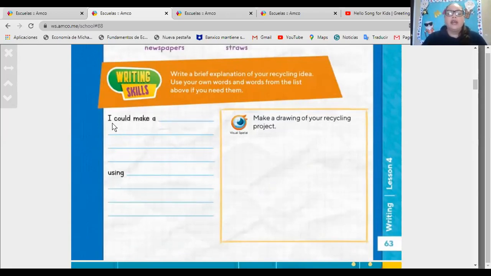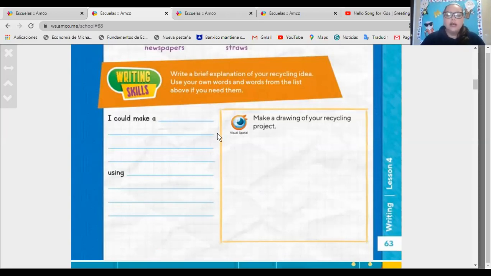You're going to write, I could make a, and let me know what you could make, and then let me know using what kind of materials, and here you're going to make a drawing of your recycling project. You can use colors, markers, crayons, okay guys?